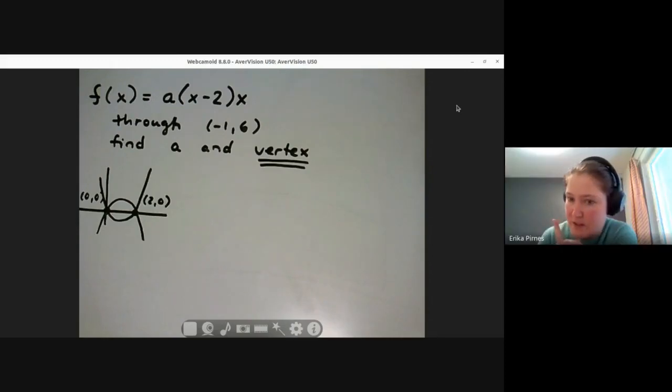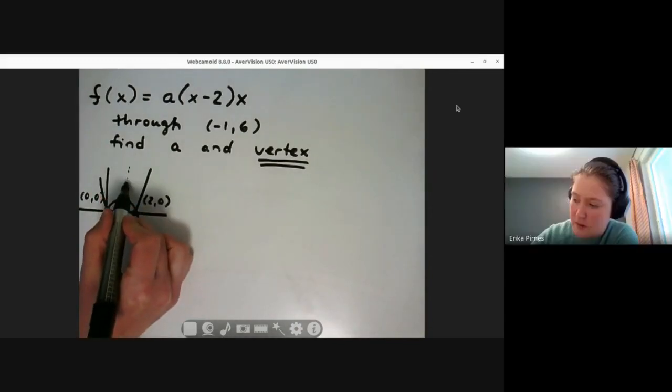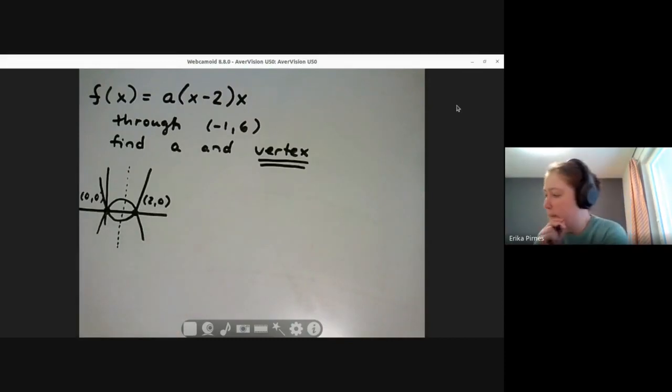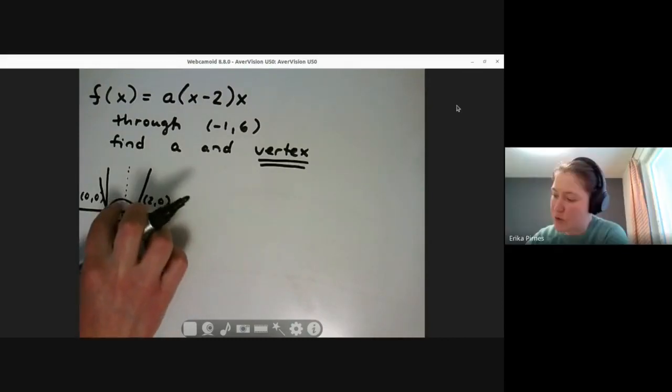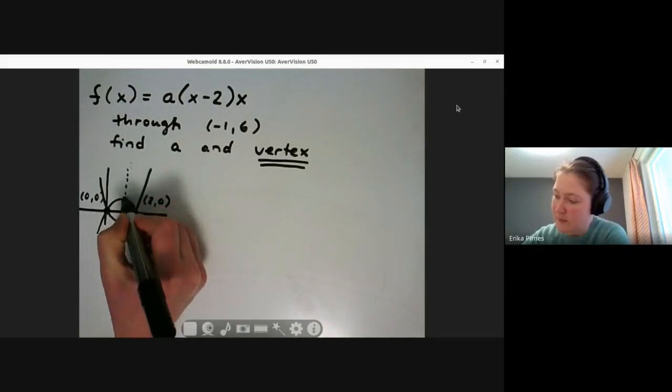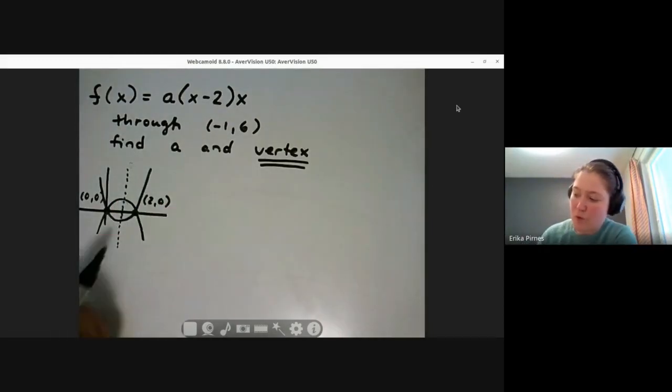So my hint is symmetry. I'm not sure. I draw the line here. What line did I draw? A vertical line? It should be in the middle. Yeah, make it a little more in the middle. So now what does this have to do with the vertex?